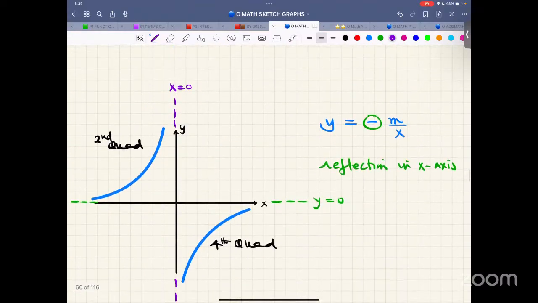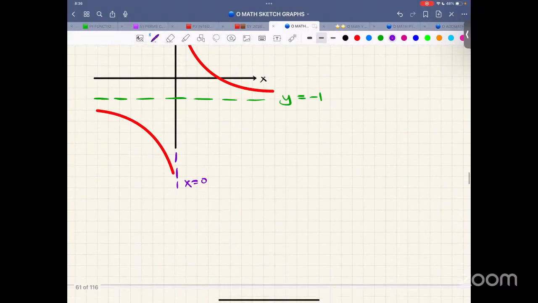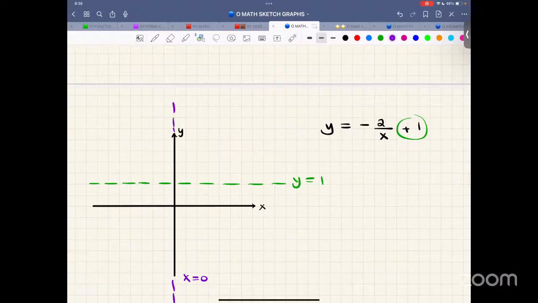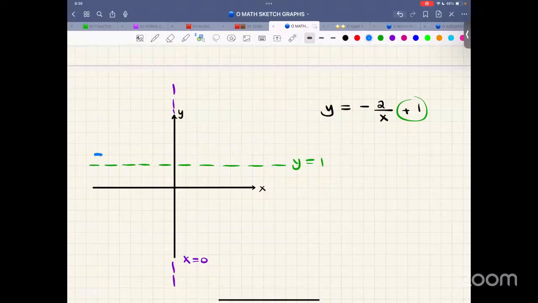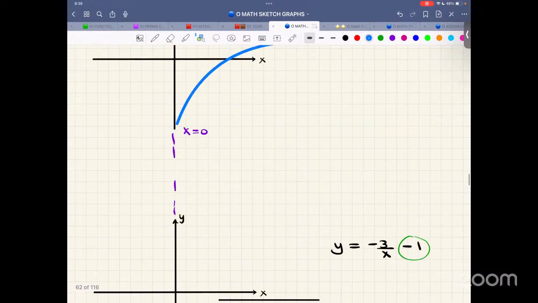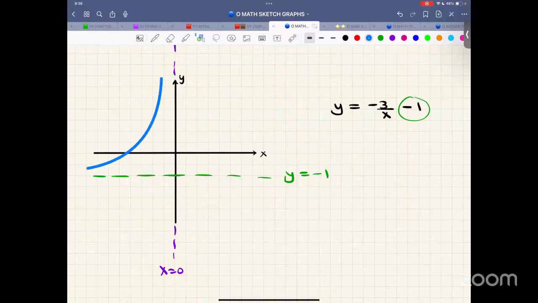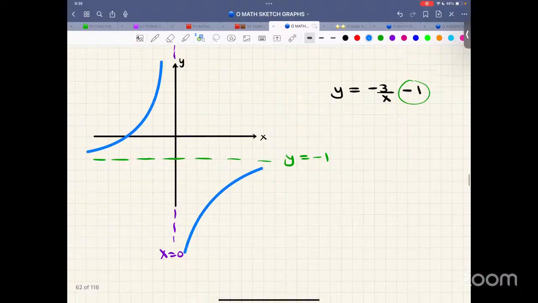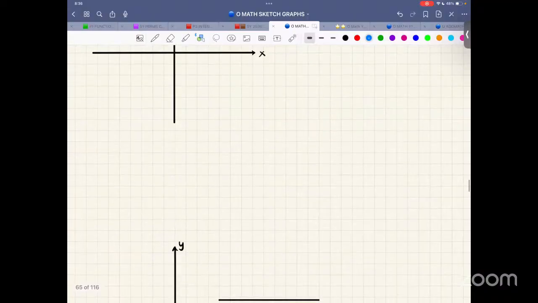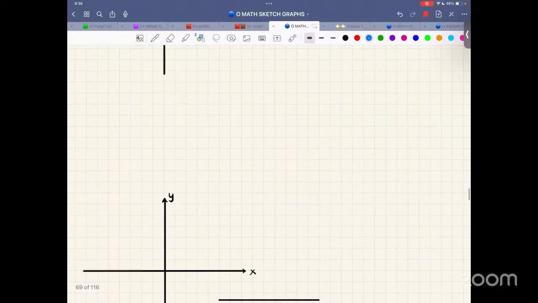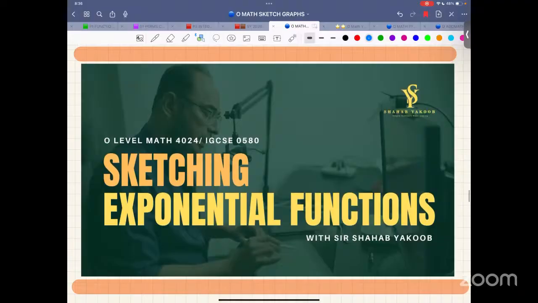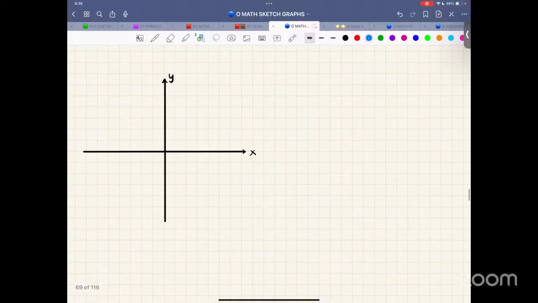And now let's grab the blue one, because negative will be in the second and fourth quadrants. So negative will be second and fourth quadrant, the blue marker, the thick one. That is over here like this and over here. Let me make it more accurately like this. And then this one is like this and this one is like this. So that is the basic idea. I think there are too many empty graphs. So sketching exponential functions, we will start tomorrow.